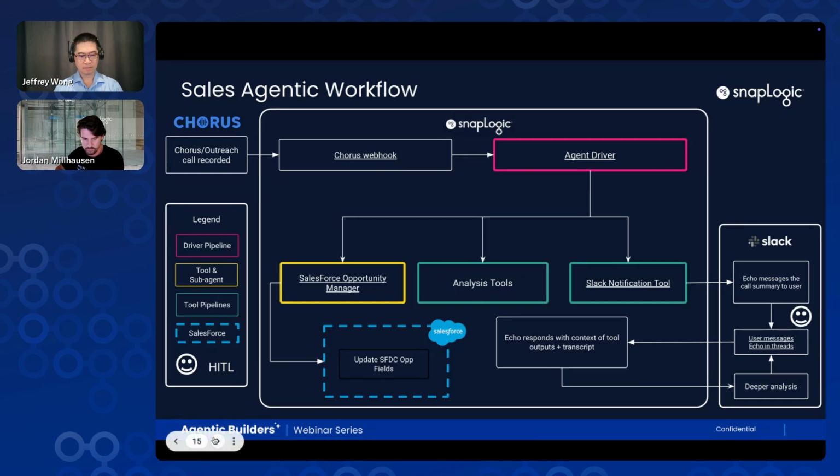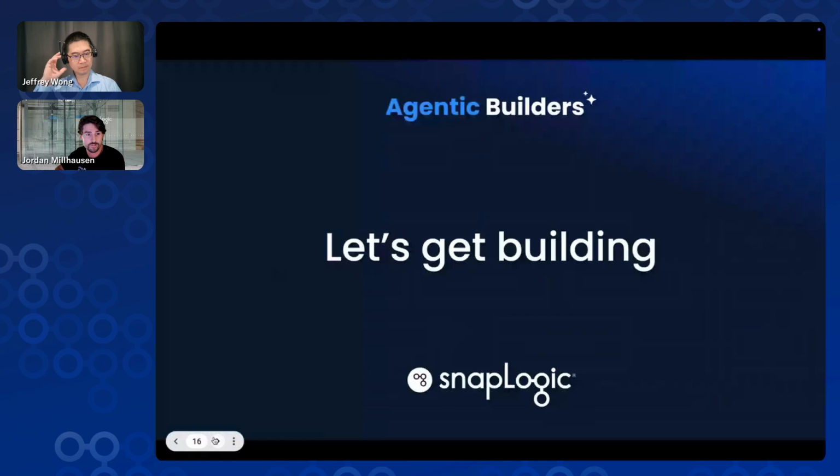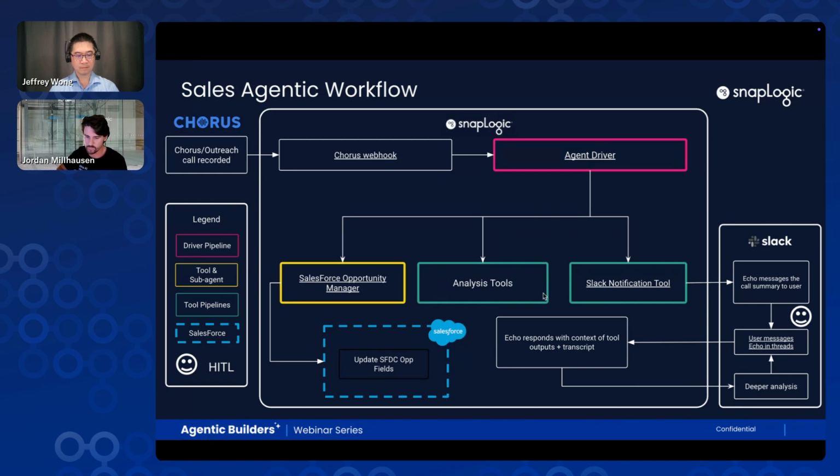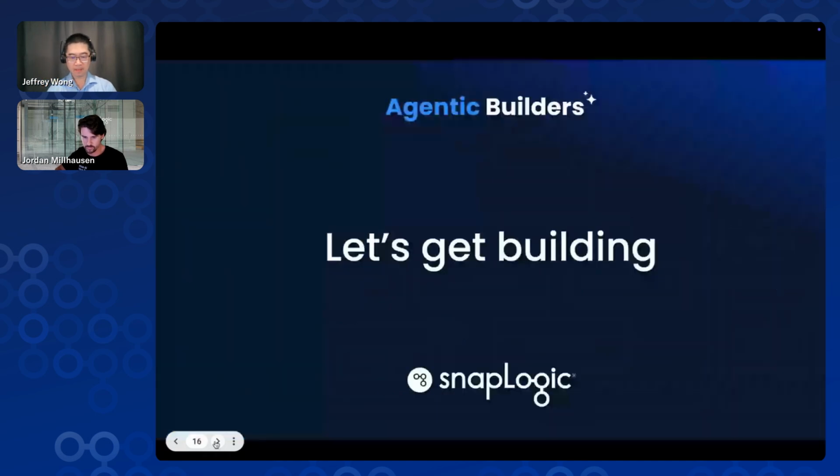So let's get building. I'm going to show you briefly what it looks like within Slack, and then we're going to move over to SnapLogic and show just one of the tools. Let me back up a sec. We're going to look at the summarization tool, one of the analysis tools within this pipeline. We're not going to look at every single pipeline within this workflow, because that would take too much time. So we're just going to look at one single pipeline. But before we do that, I just want to show what this looks like within Slack.